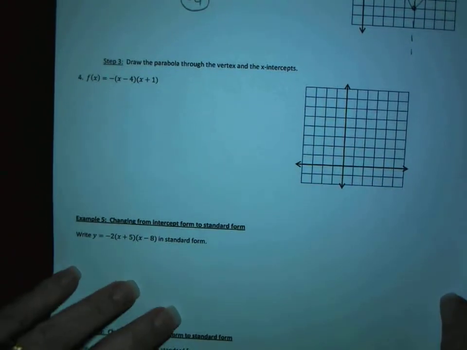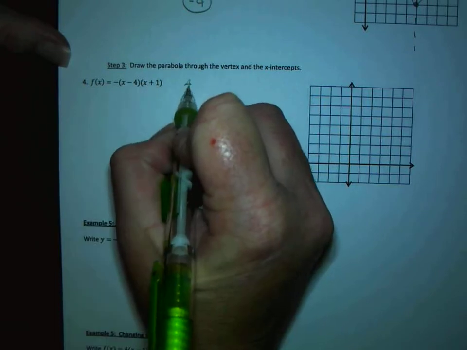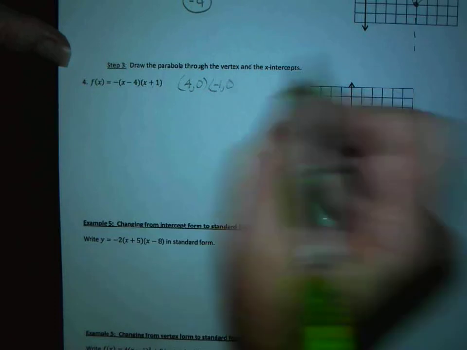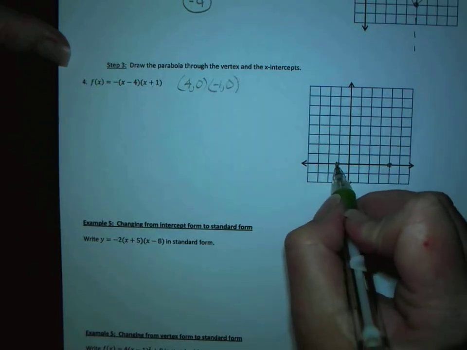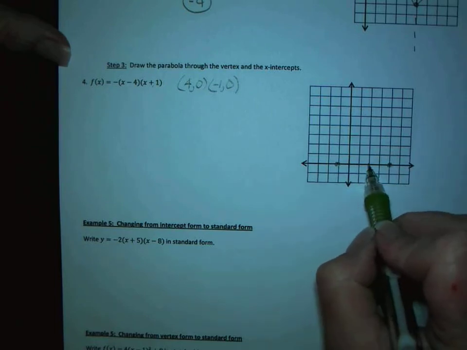All right, here we go. Now, again, let's find our intercepts. Our intercepts are 4, 0, and remember opposite of the sign, so negative 1, 0. 4, 1, 2, 3, 4, 0, and negative 1, 0. Okay, so let's use a little common sense again to get our axis of symmetry.